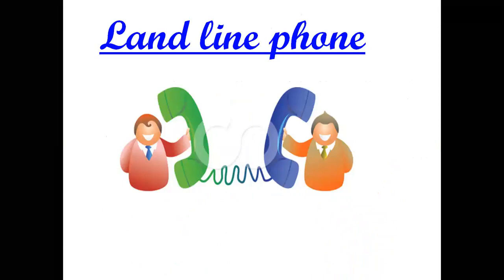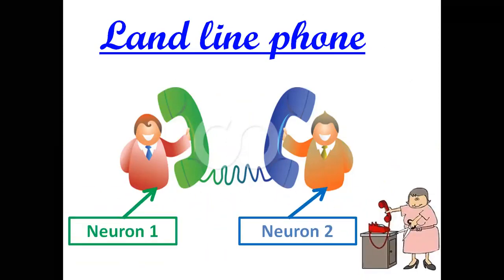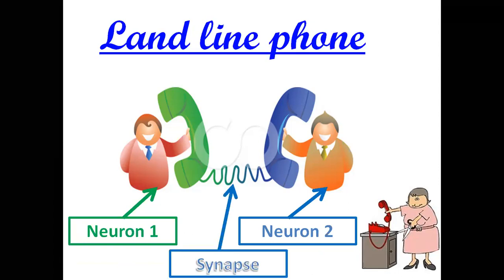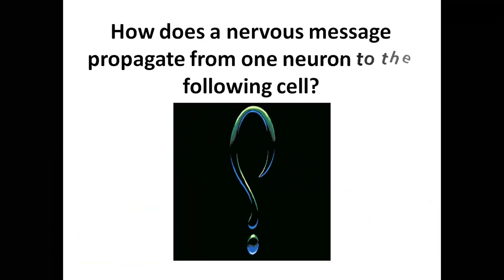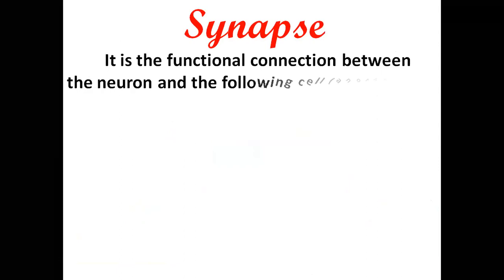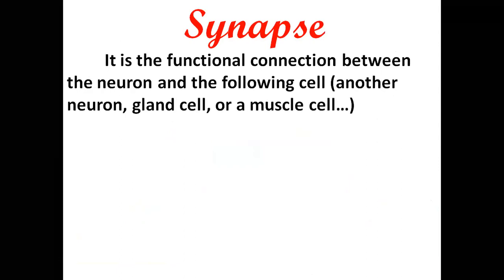Think of a landline phone. A landline phone is a connection. For example, when I call you, the landline phone is a connection between us. Likewise, the connection between a neuron and a neuron is called a synapse. But maybe it's not between a neuron and a neuron; maybe it's between a neuron and a cell. So how does a nervous message propagate from one neuron to the following cell? We have the synapse. What is a synapse? A synapse is the functional connection between a neuron and another cell. This cell may be a neuron, a gland, or a muscle.